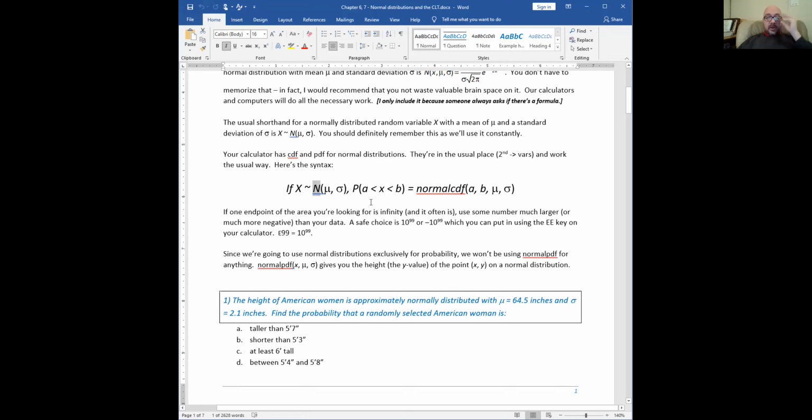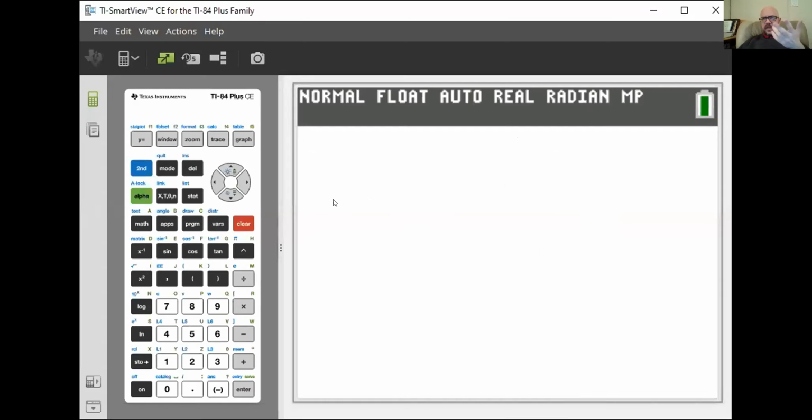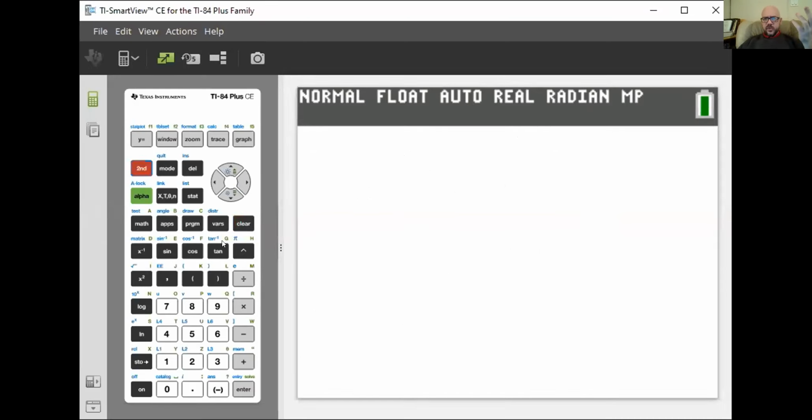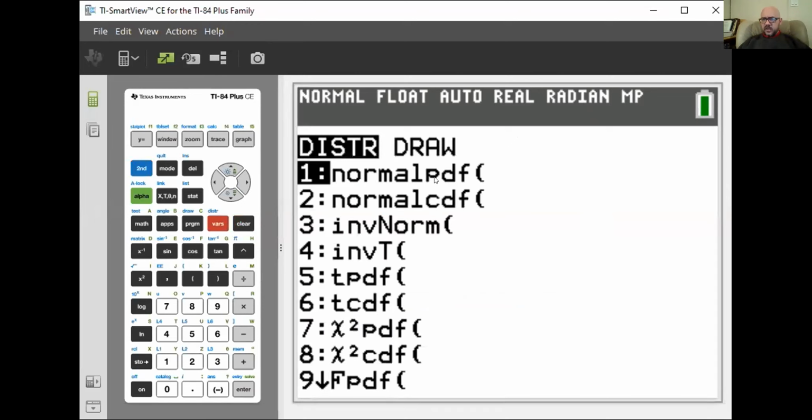The way you find areas in a normal distribution is with the calculator function NormalCDF. Let's pop over to the calculator and I'll show you what that looks like. You find it in the same place as the other CDFs, in distributions. In fact, it is the second entry. This NormalPDF, which it might seem like we would use, we will never use. We literally have no use for it in this course, not once.